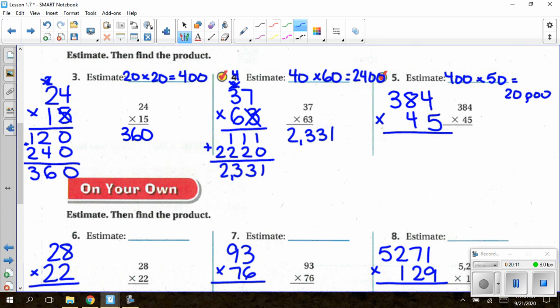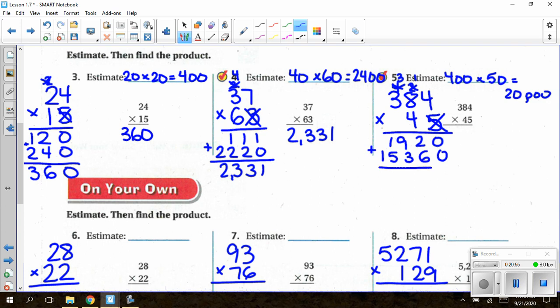So starting by multiplying out the 5, 5 times 4 is 20, drop a 0, regroup the 2. 5 times 8 is 40, plus 2 is 42, drop the 2, regroup a 4. 5 times 3 is 15, plus 4 is 19. Cross off the 5 since I'm finished with it, drop a 0, and then cross off anything that you had to regroup. Now multiplying the 4, 4 times 4 is 16, regroup the 1. 4 times 8 is 32, plus 1 is 33, regroup the 3. And 4 times 3 is 12, plus 3 is 15.